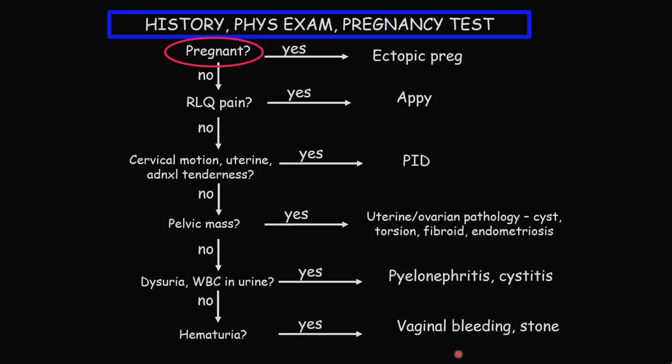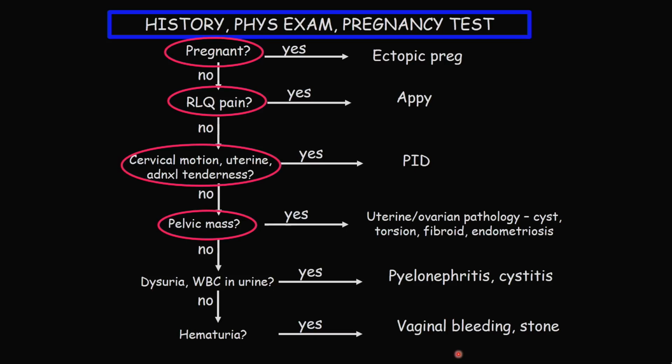So is the patient pregnant? If the patient is pregnant, we may be suspicious for ectopic pregnancy. If not, we want to know, does this patient have right lower quadrant pain? If the patient does, we may be suspicious for acute appendicitis. If not, we want to know, does the patient have cervical motion tenderness, uterine or adnexal tenderness? If yes, then maybe they have pelvic inflammatory disease. If not, is there a pelvic mass? If there is, we may be suspicious for uterine or ovarian pathology.